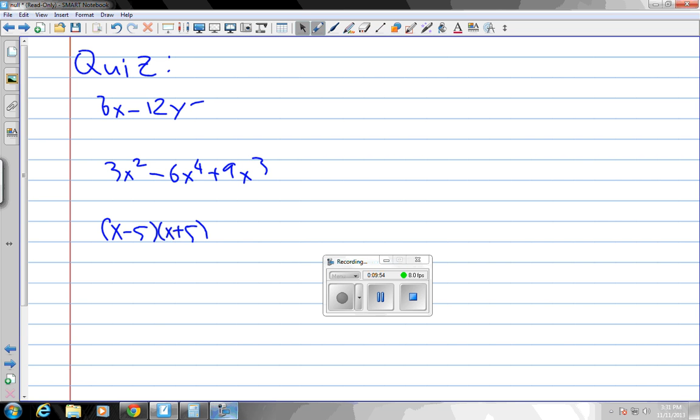What's the common factor? Just 6, right? And if you take 6 out, you should be left with x minus 2y. All right, good. Go to the next one. 3x squared, right? So again, you choose the lowest power. So 3x squared, and then start dividing everything by 3x squared. So you end up with 1 minus 2x squared plus 3x.